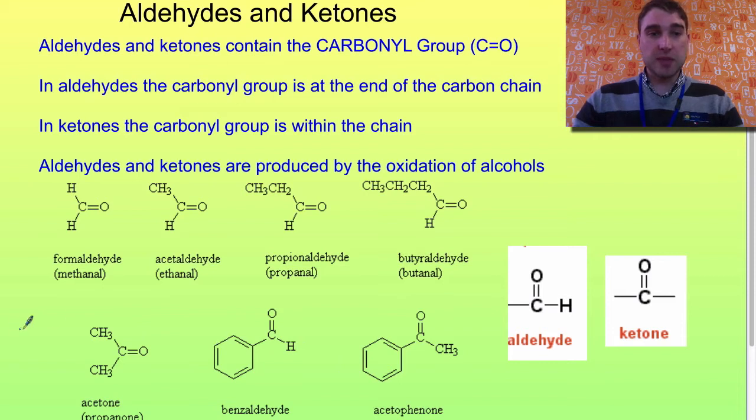We've got some examples down here. We've got formaldehyde, whose official name is methanal. Here we've got ethanal, so there are 2 carbons, and it's still at the end of the chain. Propanal, so there are 3 carbons, but the C double bond O group is still at the end of the chain, and so on. Down here we've got a ketone, so this is propanone. The C double bond O group is in the middle, it's not at the end of the chain.